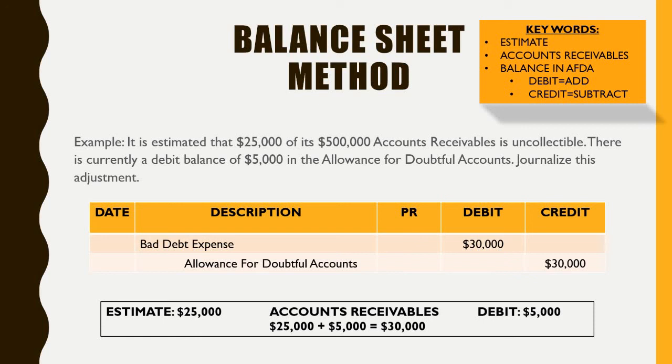Yes, that's why my journal entry says I'm going to debit my bad debt expense and credit my allowance for doubtful accounts. So it is coming directly out of your allowance for doubtful accounts. That's the difference between the allowance method and the direct write-off, because in the direct write-off, I'm taking it directly off of my accounts receivable. In this case, I'm taking it directly out of my allowance for doubtful accounts.